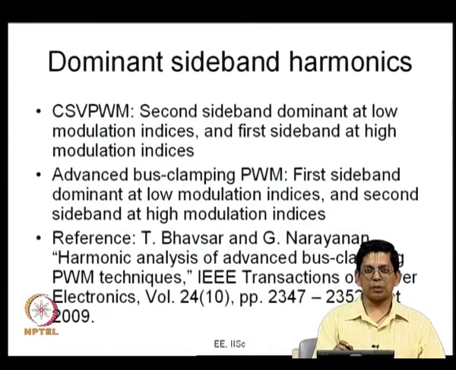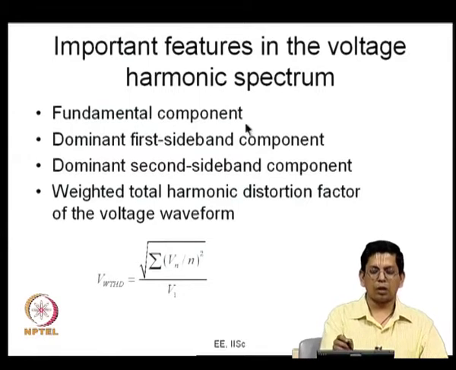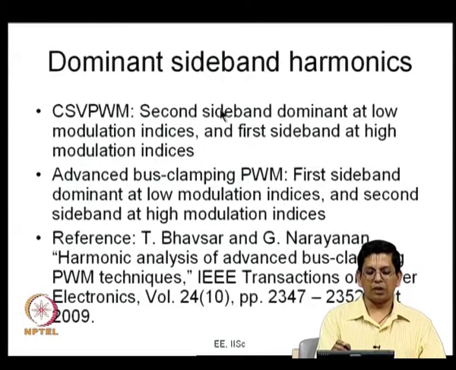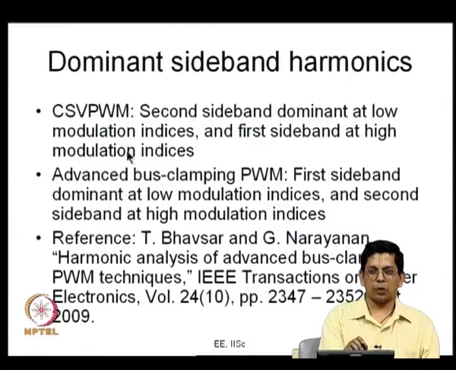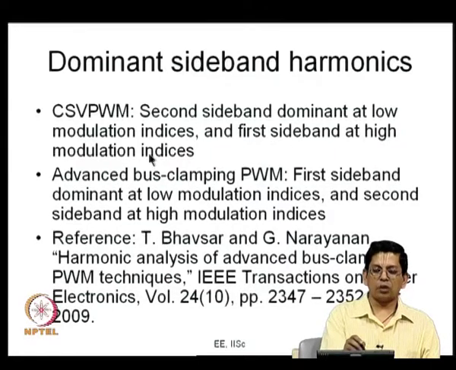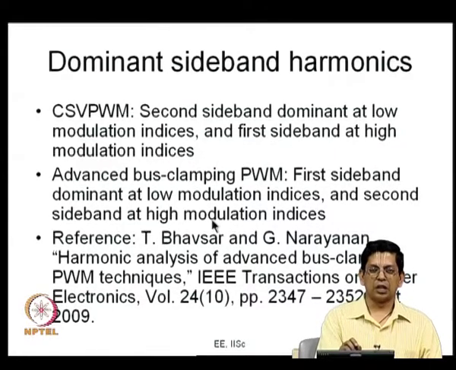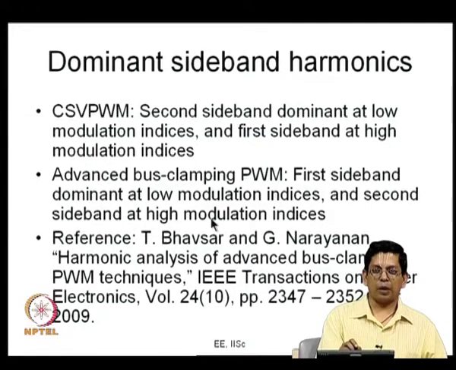If you look at the dominant sideband harmonics, we had already discussed the fundamental component, that is the DC bus utilization. PWM methods in general, for a given DC bus voltage VDC, can produce peak phase fundamental voltages up to VDC by root 3. And if you want to compare the first and second sidebands, you see certain features. If you are talking of conventional space vector PWM, which I abbreviate as CSV PWM, you find that the second sideband is dominant at low modulation indices. That is when the fundamental voltage is low, not really close to VDC by root 3, but something like VDC by 2 root 3. Instead of 0.577 VDC, you are looking at 0.2 VDC. At such low modulation indices, you will find that the second sideband is dominating.